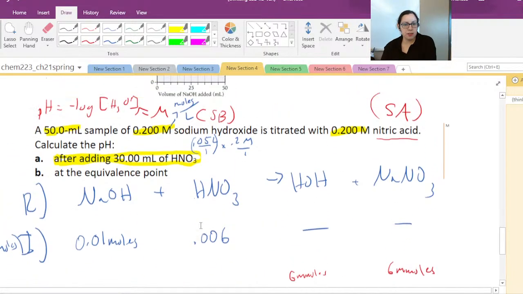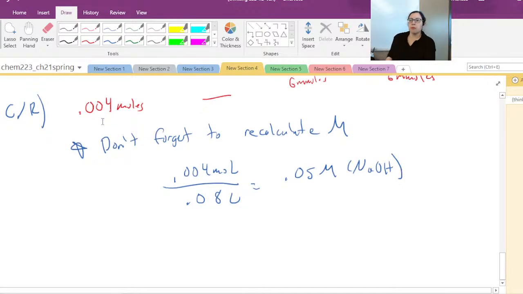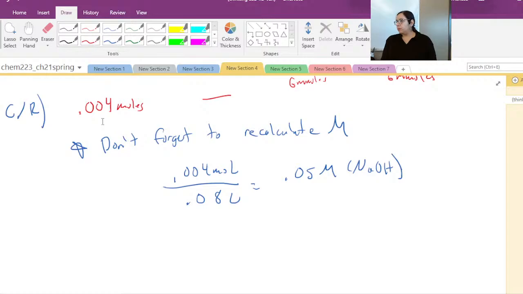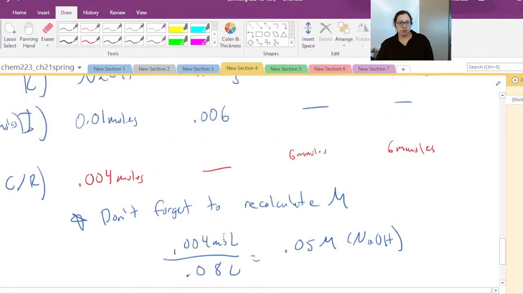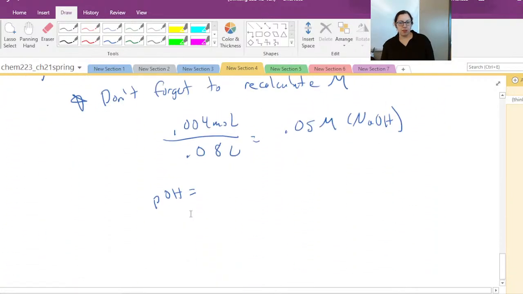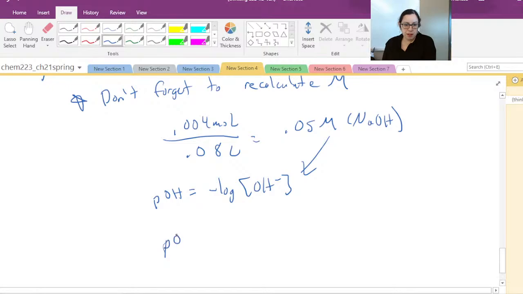Maybe we can't quite use this relationship, but what other formula do we have that's super similar? pOH. Do you remember the rest of that? pOH equals, remember, it looks just like this formula, except negative log of the hydroxide concentration. So we can just plug that in now to find our pOH.